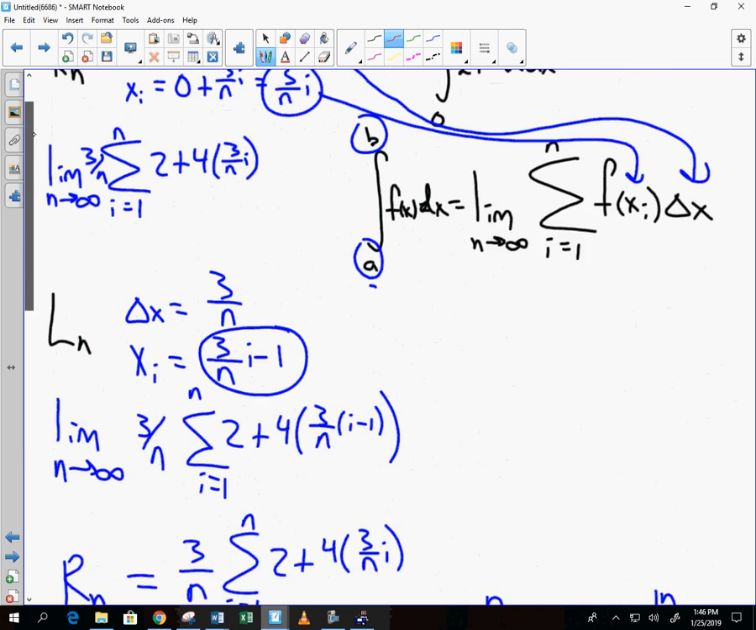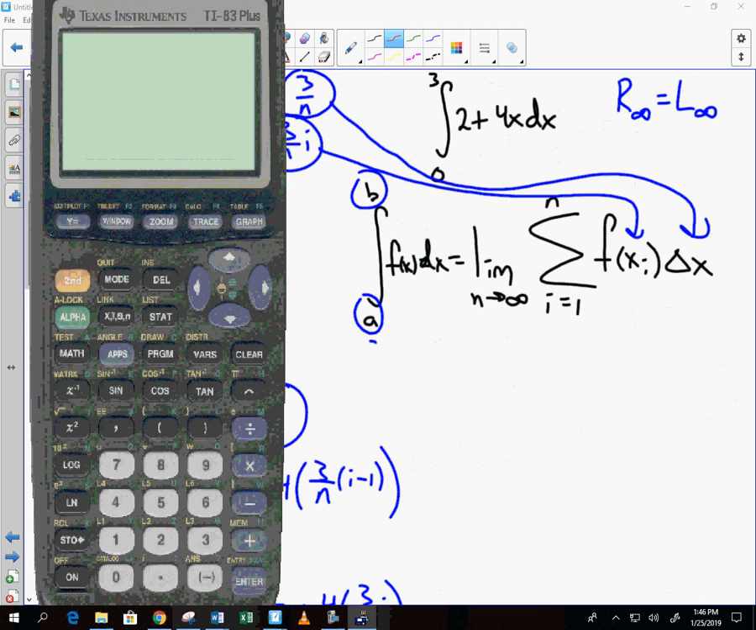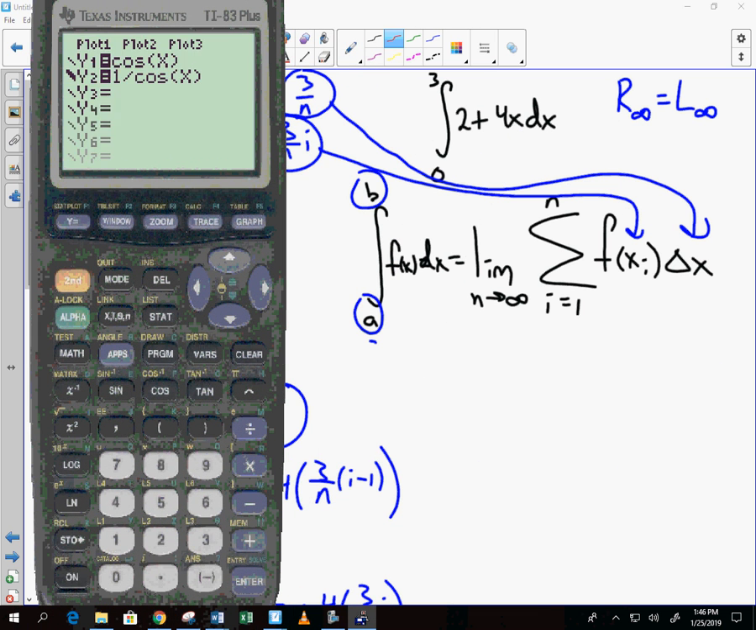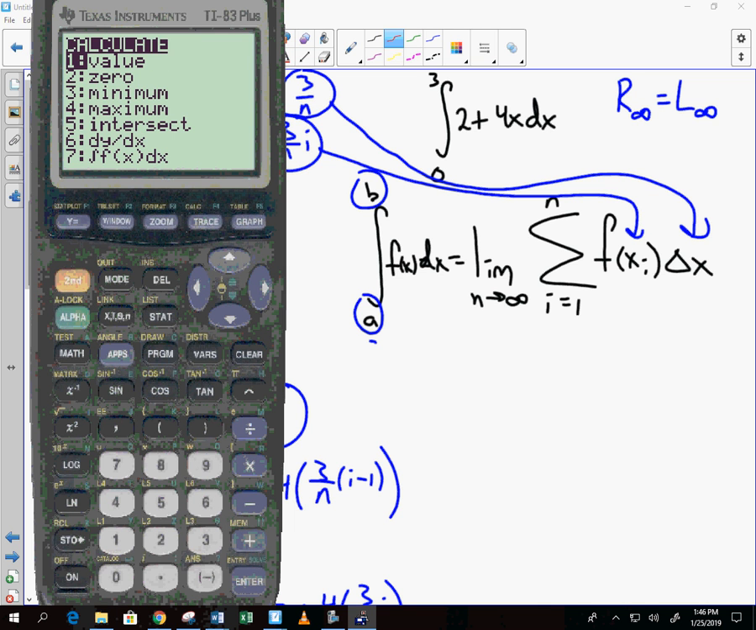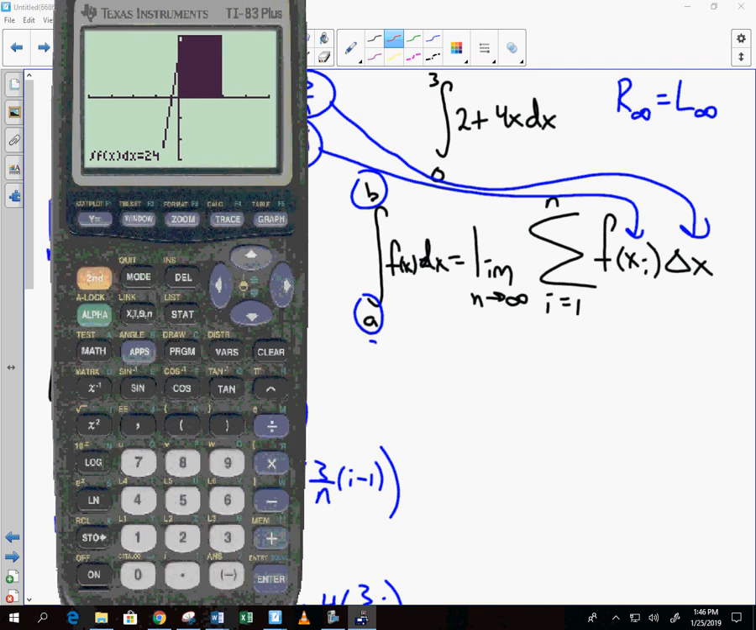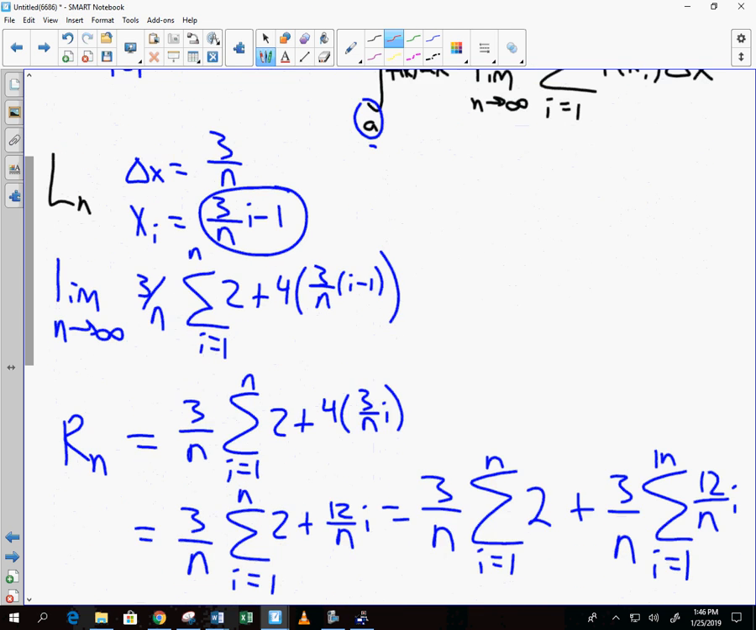I'm going to work out the left hand. Now, I know you've seen that right hand workout before. I know you have. And so I'm not really worried about you following that. You saw it all last year from me. I'm just going to check 2 plus 4x. I'm going to type it in my calculator, and we're going to calculate the area, number 7, and we're going to go from 0 to 3. And hopefully I get what I was saying. Yep, I got that 24. So you haven't seen this left-hand workout before.